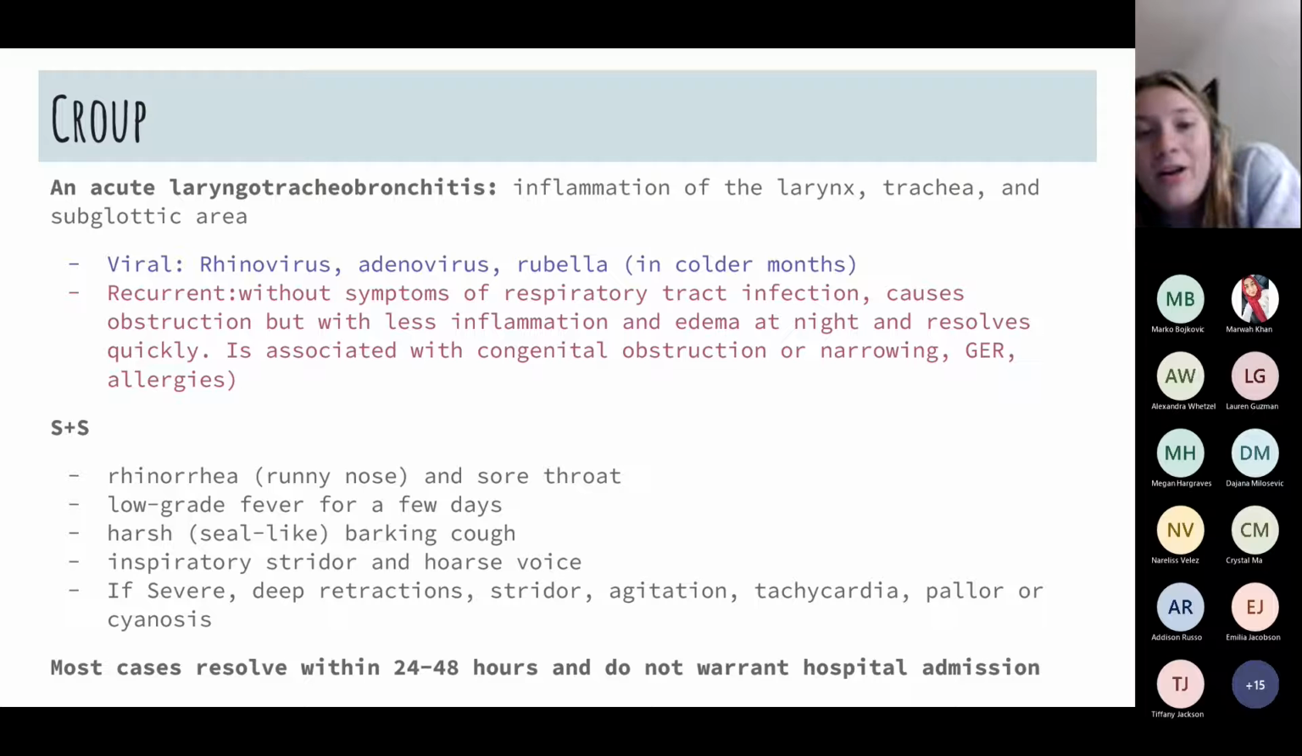Our hallmark sign and symptom for this one is going to be that harsh, seal-like barking cough. Usually they're going to have a pretty low grade fever for a few days, and then all of a sudden you're going to start hearing this odd little croupy cough. When you go to auscultate, they'll have inspiratory stridor and a hoarse voice. Usually these cases do resolve on their own. But if you start seeing severe signs and symptoms, such as retractions, agitation, pallor, that's going to warrant a hospital visit.